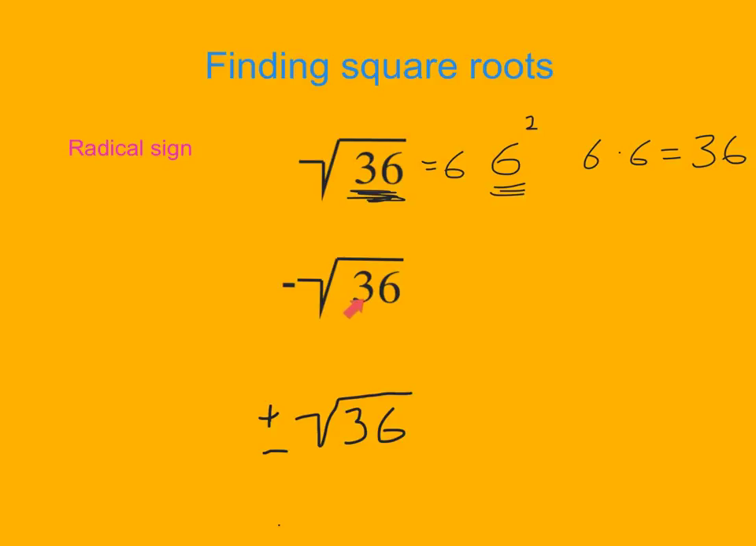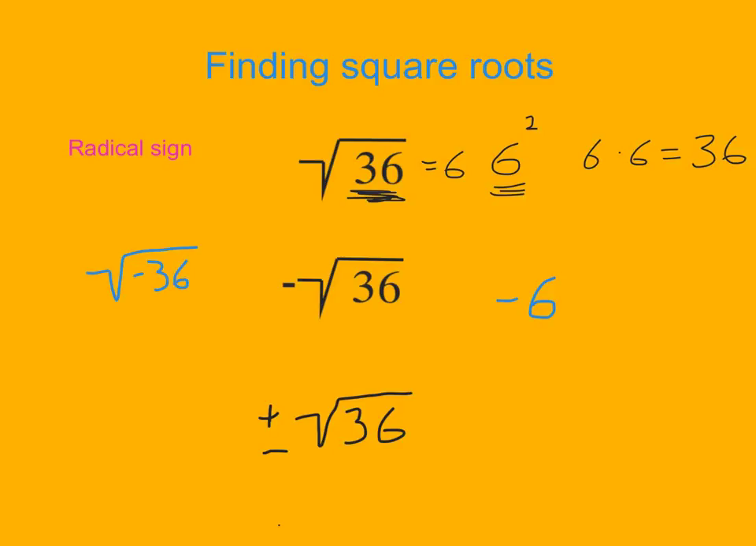So let's take a look at this one here. So we've got a negative sign before the radical sign, and then the square root of 36. Now in this case, we're going to find the square root of 36, which we remember from up top here is 6, because 6 squared is 36. But now we have the negative sign on the outside, so our answer for this one is going to actually be negative 6.